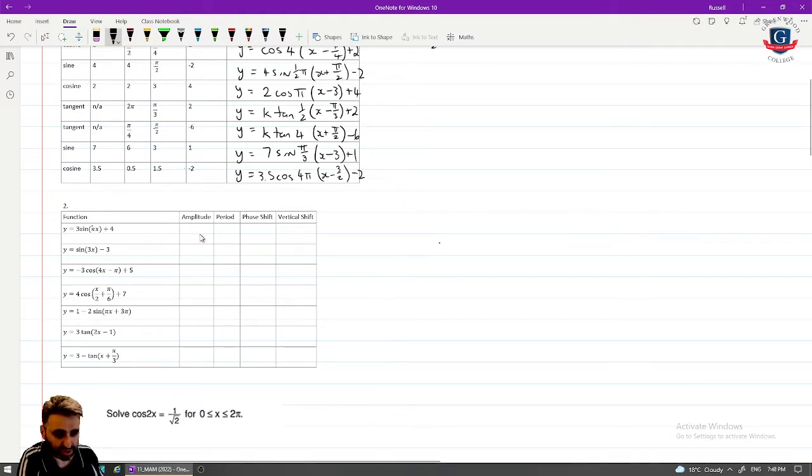This is just working backwards. The amplitude's 3. Now, how do we get from pi x, from 2 pi to pi? Well, quite obviously we'd divide by 2. So the period here would be 2. The phase shift is 0 and the vertical shift is 4.